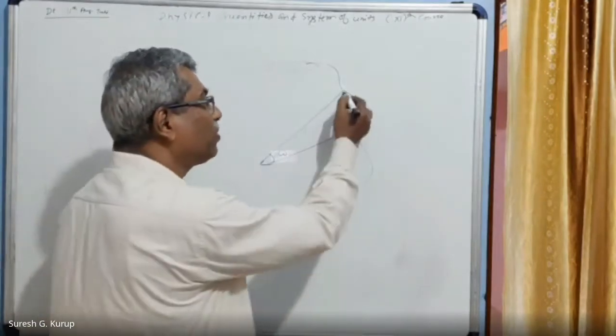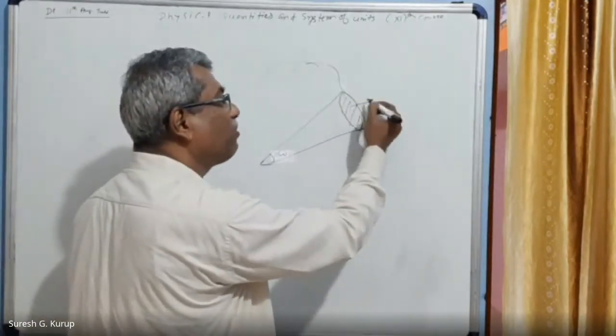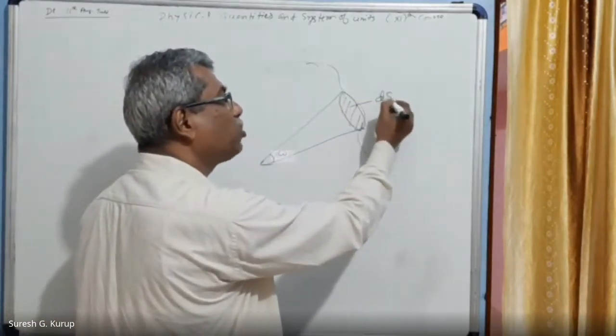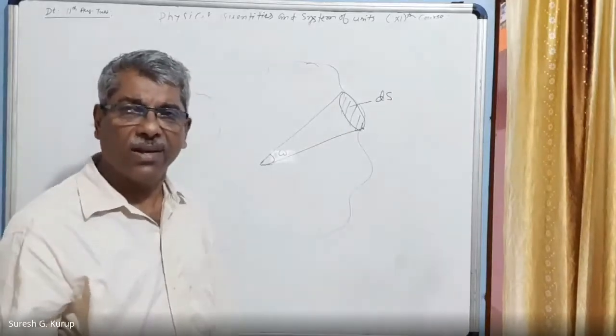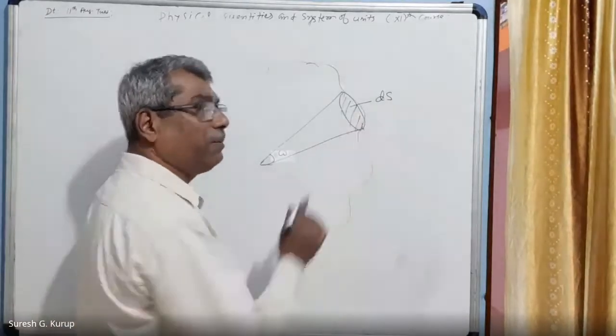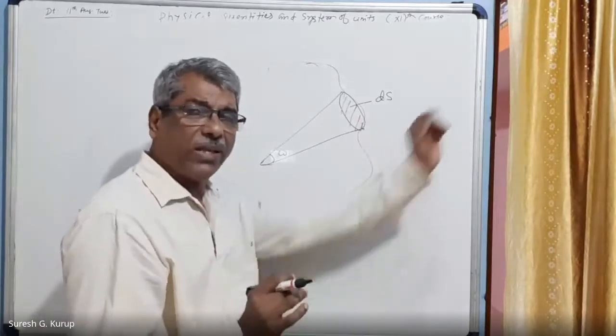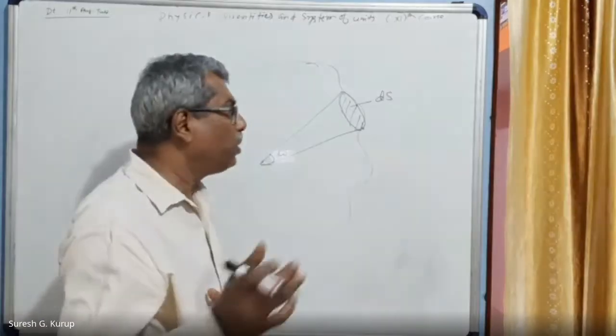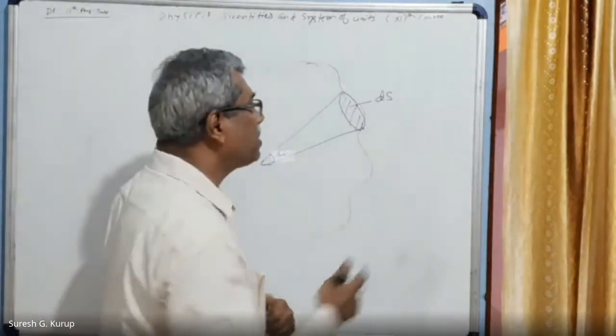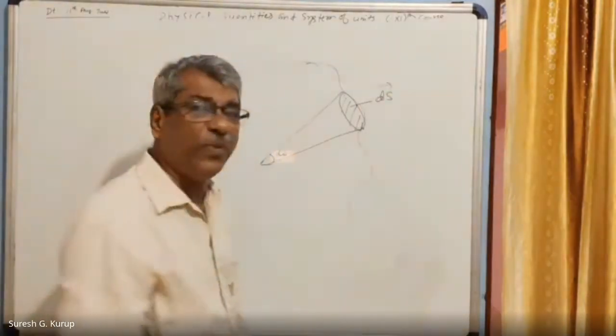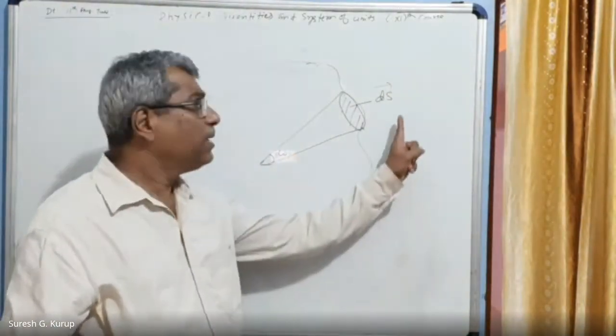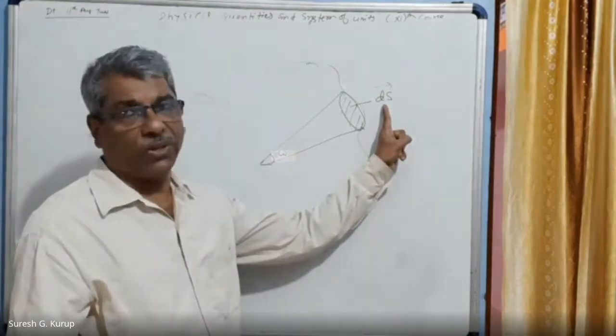This is the surface. Surface is most of the time represented by ds. A small surface is always represented by ds. Actually, area is a scalar quantity, and vectors we will talk about afterwards, right? But this ds is a very small area. This is said to be a surface vector.